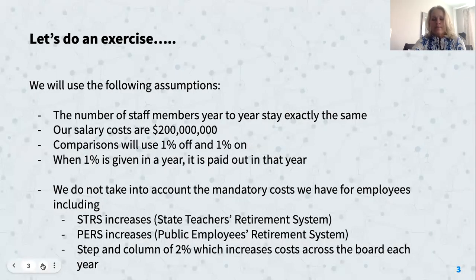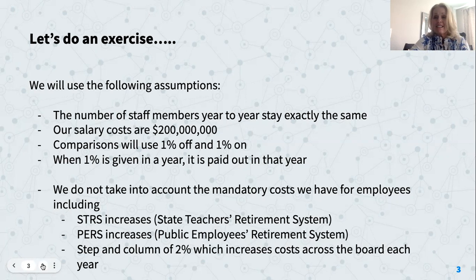So we're going to do an exercise. I'm going to make this as simple as possible. There are some things that I'm going to have as assumptions, and then there are a number of things that I'm not going to take into account. For example, assumptions. We're going to assume that every staff member is there year after year after year, so the number of staff members stays exactly the same. We're going to assume our salary costs in an organization are $200 million. We're going to compare 1% on schedule and 1% off schedule. Certainly if you wanted to use other figures, you could increase those percentages as well, but we're going to keep it simple here. And then we're going to assume that if 1% is given during a year, it is paid out in that year.